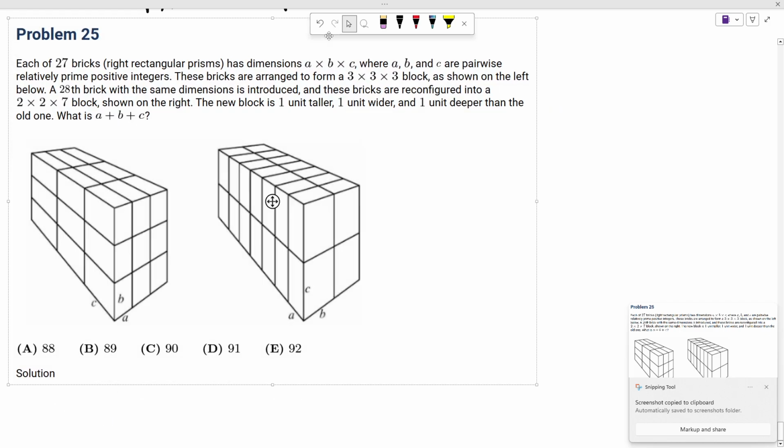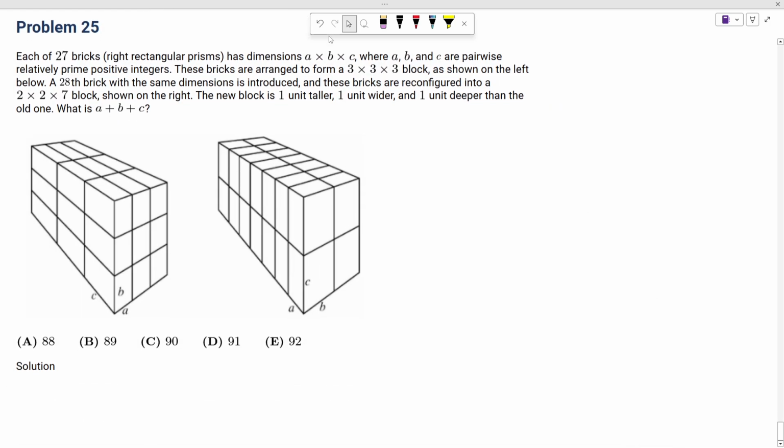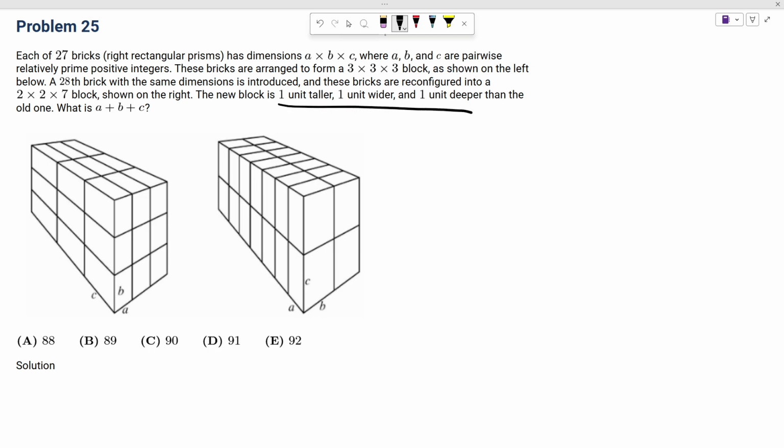Problem 25 is surprisingly easy for a problem 25. We have A, B, and C, and we have this 3 by 3 by 3 here. And then we again have A, B, and C, and then it's a 2 by 2 by 7. And it says that it's 1 unit larger in each one dimension.